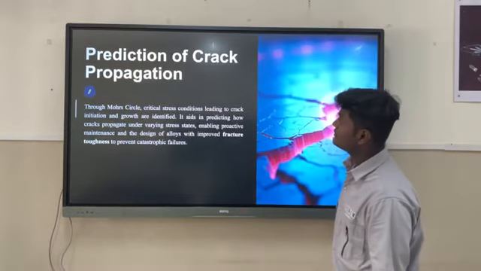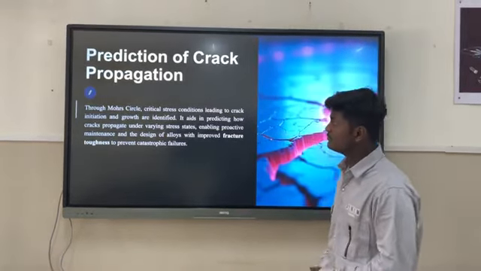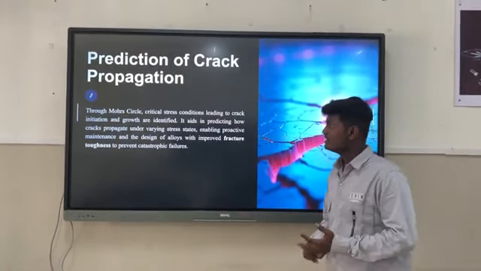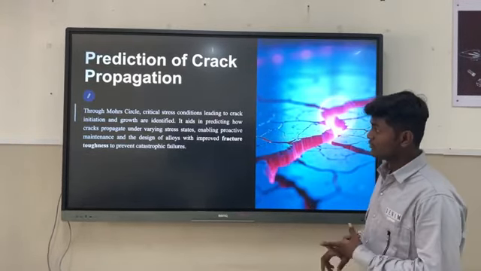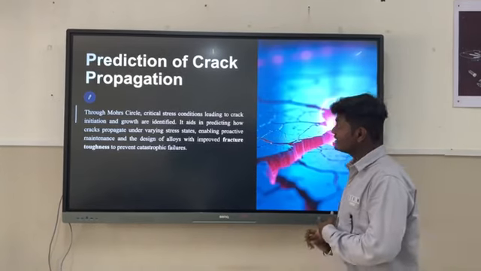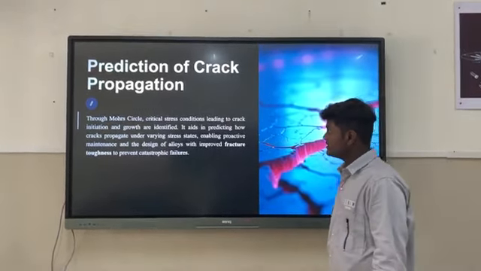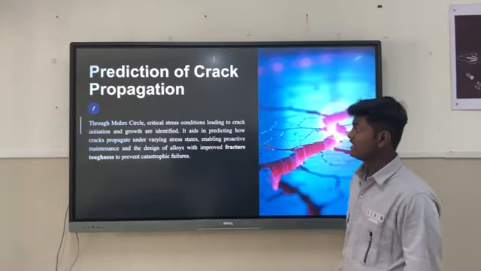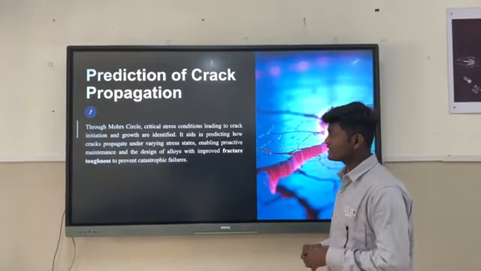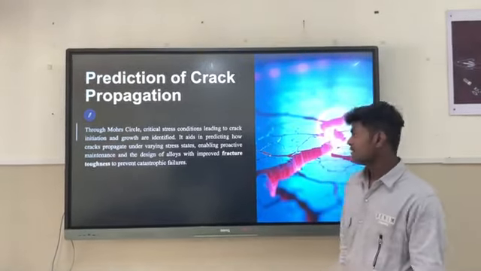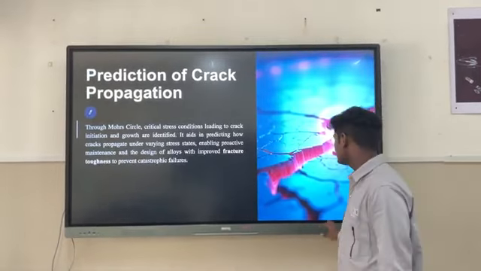Prediction of crack propagation through the Mohr circle. Critical stress conditions leading to crack initiation and growth are identified. It aids in predicting how cracks propagate under varying stress states, enabling proactive maintenance and the design of alloys with improved fracture toughness to prevent catastrophic failures.